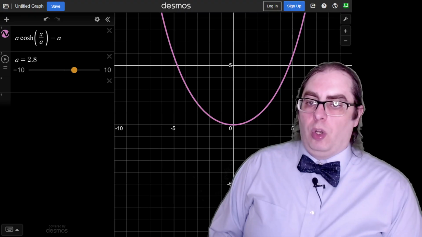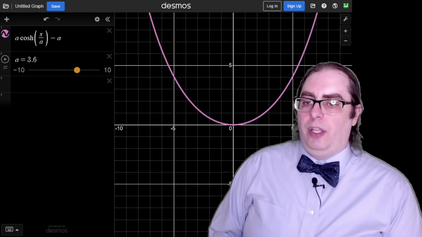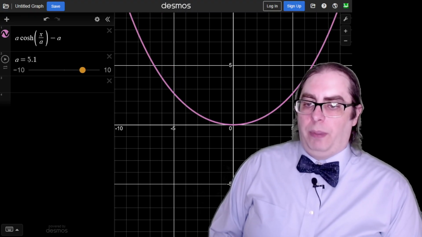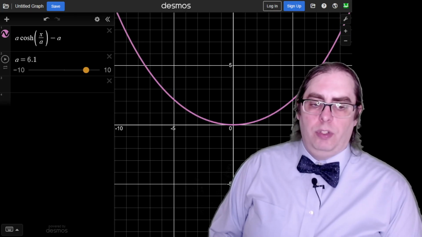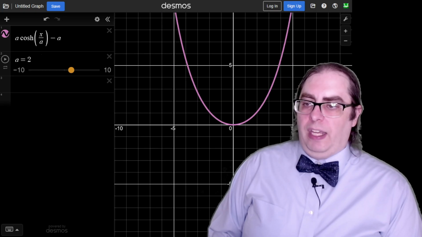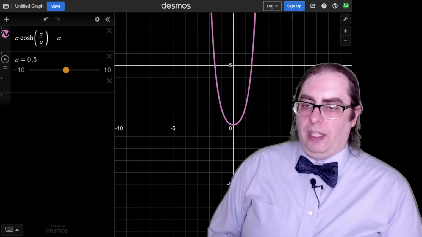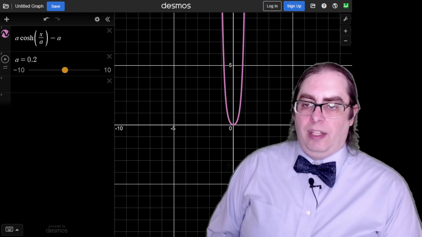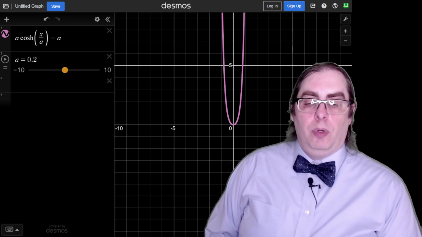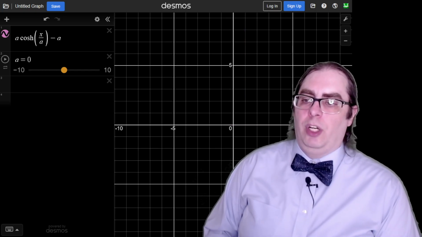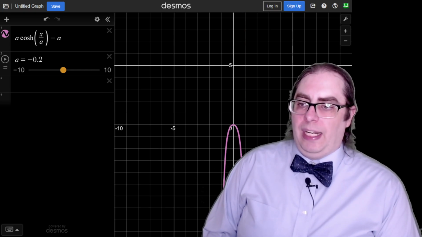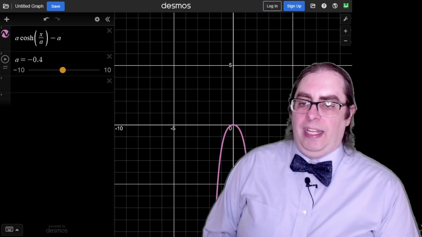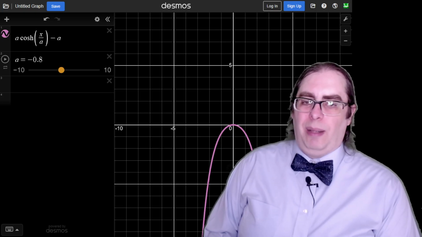I have a slider so I can change values of a. You can see that for larger values of a, we have the curve spread a little bit further apart, so it becomes a shallower curve. For smaller values of a, we get the curve pinching a little bit closer together so that you have the endpoints held closer together and it is a deeper curve. And if I swing all the way down to negative values of a, you can see that the whole thing turns upside down.